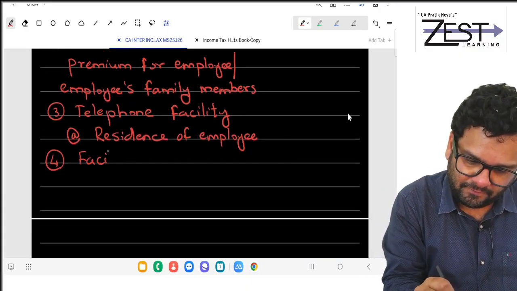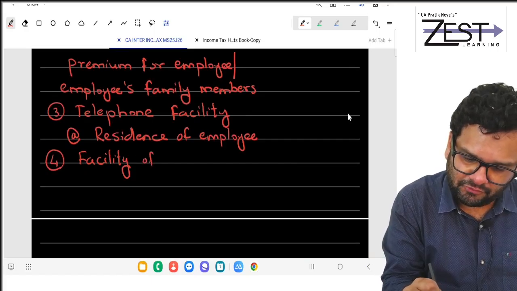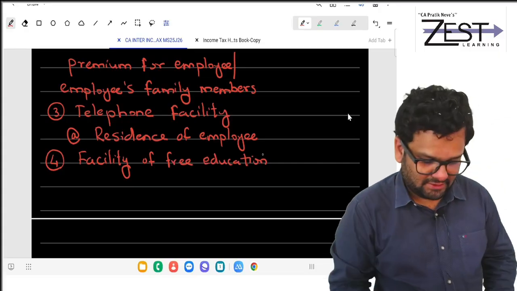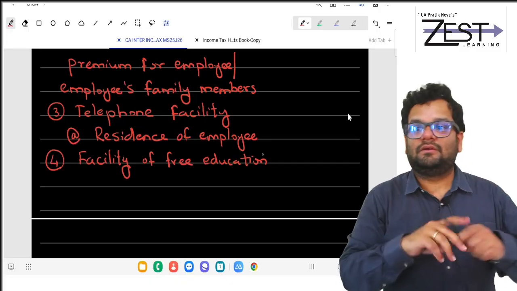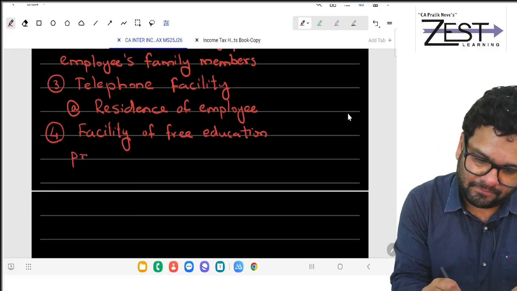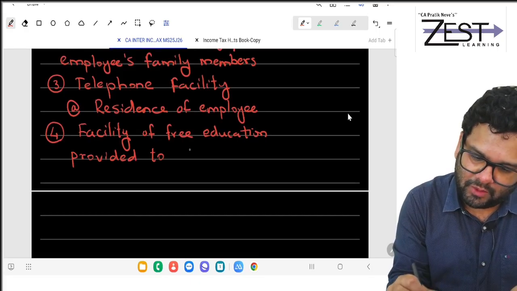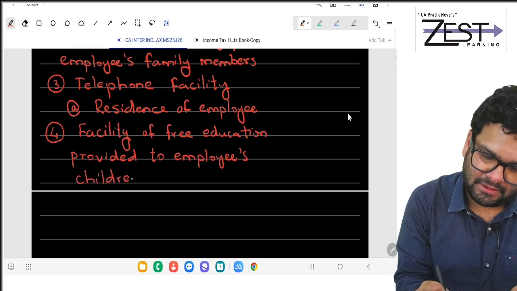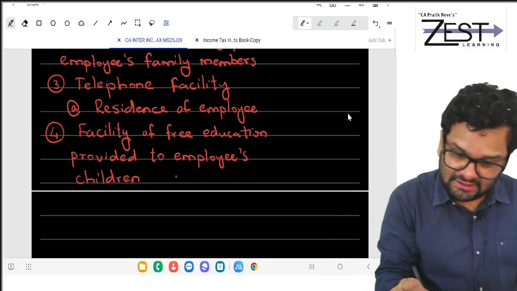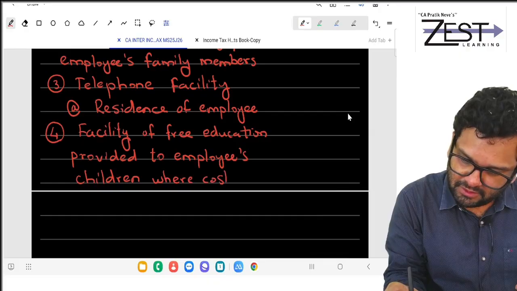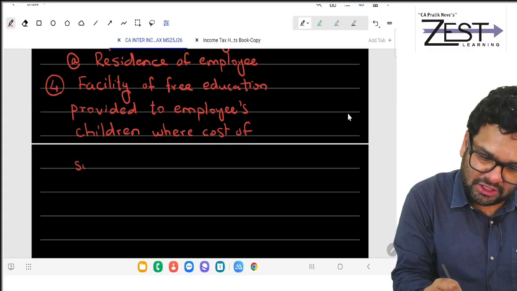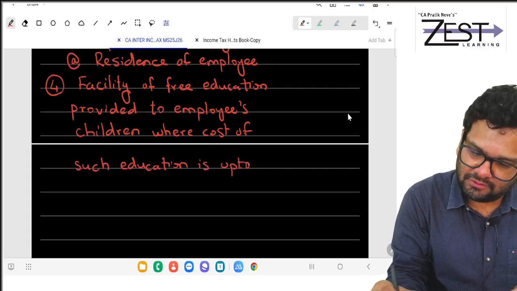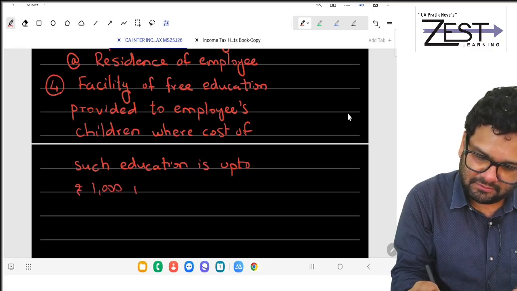Fourth, facility of free education provided to employees' children is a tax-free perquisite, but with terms and conditions: where the cost of such education is up to rupees 1000 per month per child.